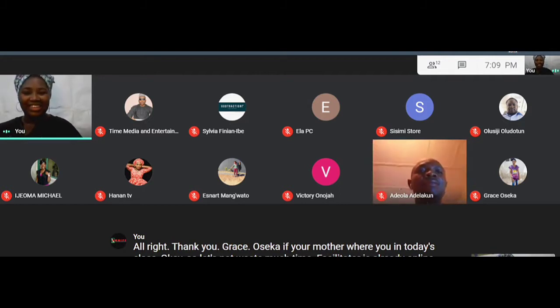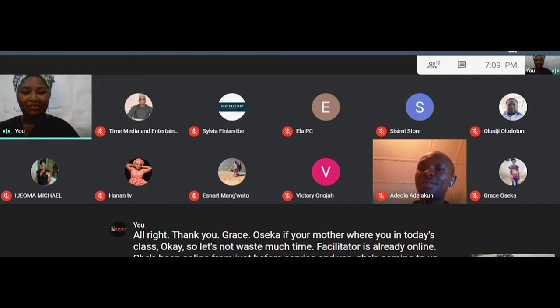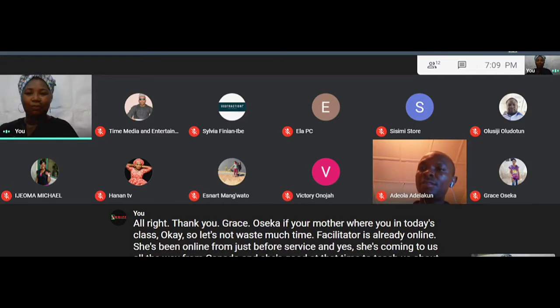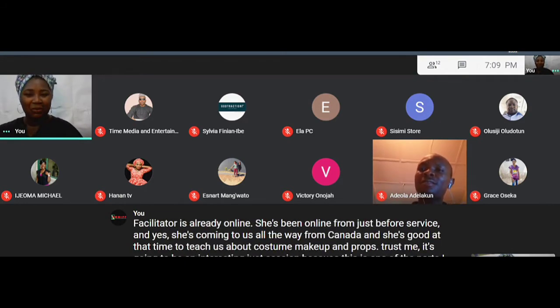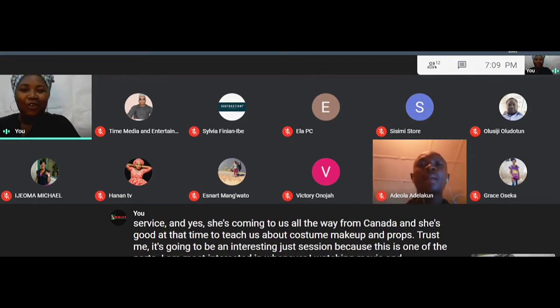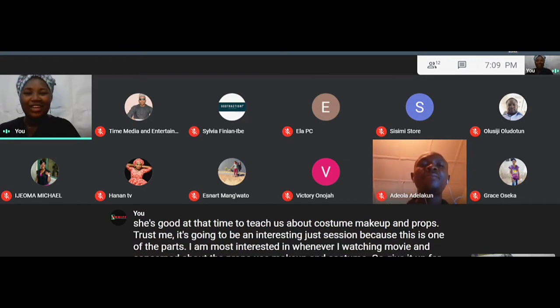She's coming to us all the way from Canada, and she's devoted her time to teach us about costume, makeup, and props. Trust me, it's going to be an interesting session, because this is one of the parts I am most interested in whenever I watch a movie. I'm concerned about the props used, the makeup, and the costume. So, give it up for our facilitator tonight, Sylvia Finian-Ibe.